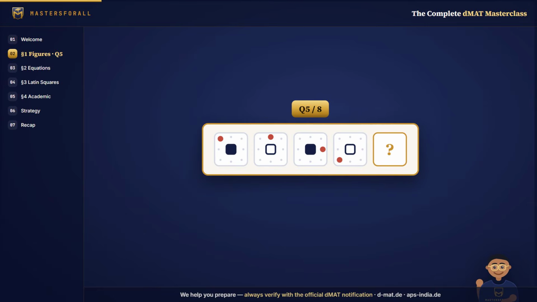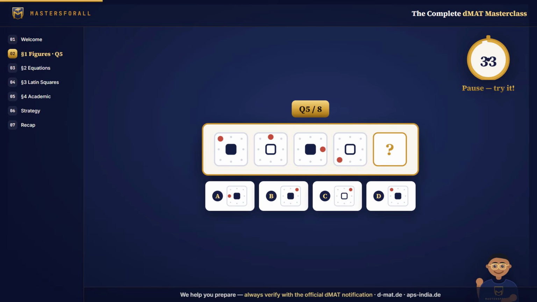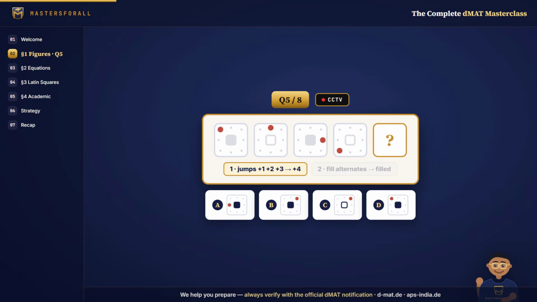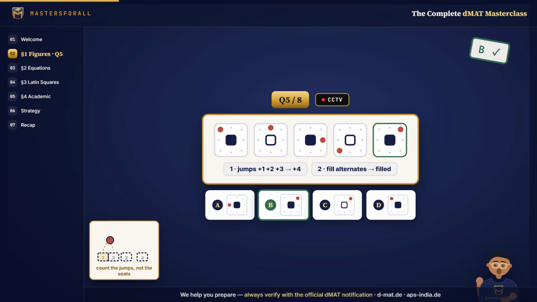Now track the dot's journey, not its seat. The jumps: 1 step, 2 steps, 3 steps, next jump, 4, landing here. And the square alternates: filled, empty, filled, empty, filled. The answer is B, count jumps, not positions.